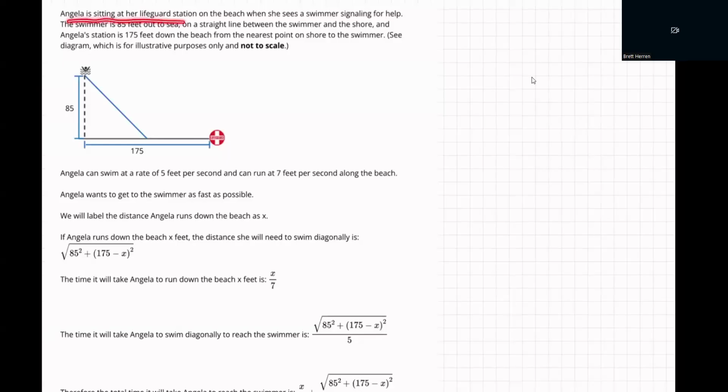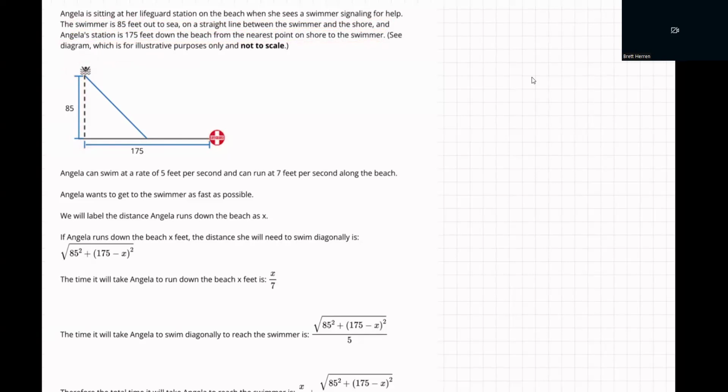Angela is sitting at her lifeguard station on the beach when she sees a swimmer signaling for help. The swimmer is 85 feet out to sea on a straight line between the swimmer and the shore, and Angela's station is 175 feet down the beach from the nearest point on the shore to the swimmer. See the diagram. So here's Angela, the lifeguard station. Here's the swimmer needing help, 175 feet down the beach, 85 feet out to sea.